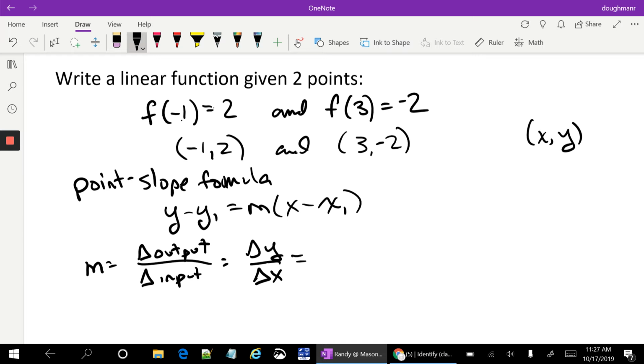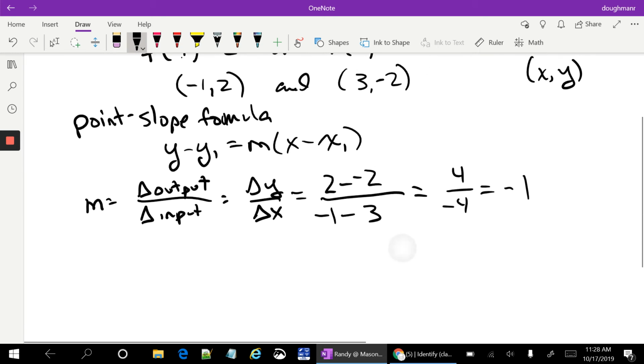So let's look at the y values. Just make sure we choose in the same order both times. So the y value of the first term is a 2. So let's go 2 minus a -2 over the x value in the first point, -1 minus 3. So 2 minus a -2 is the same as 2 plus 2, which is 4. -1 minus a 3 is a -4. And 4 divided by -4 is a -1. So now I know the slope.